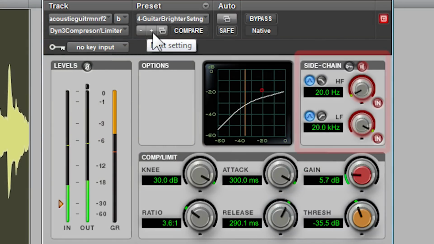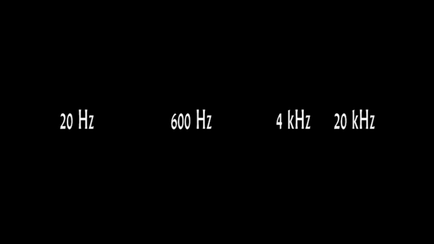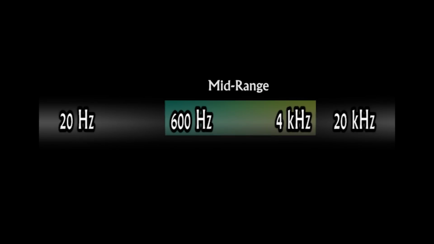Remember too that you can also listen through and engage the sidechain filters of the compressor to focus purely on the attack part of the instrument, which resides in the mid-range. We could roughly define this mid-range to be anywhere between 600 Hz to 3 or 4K.